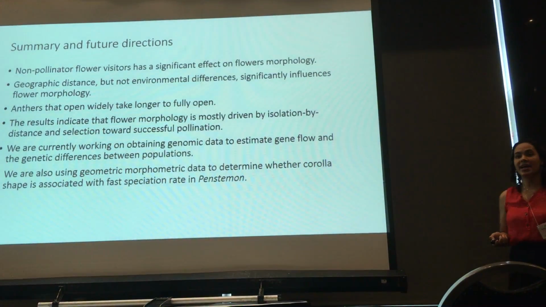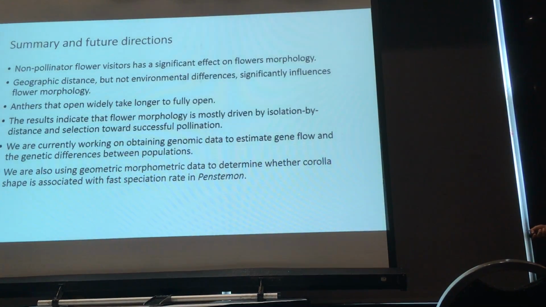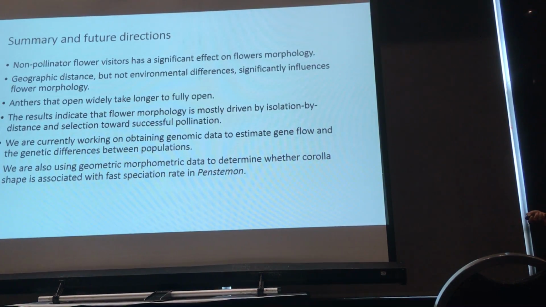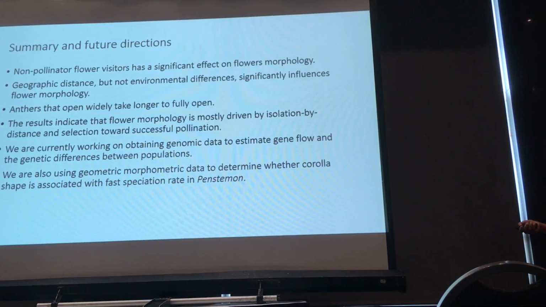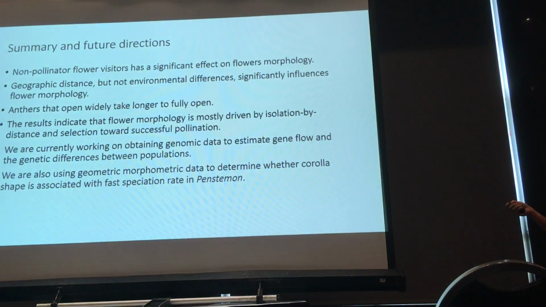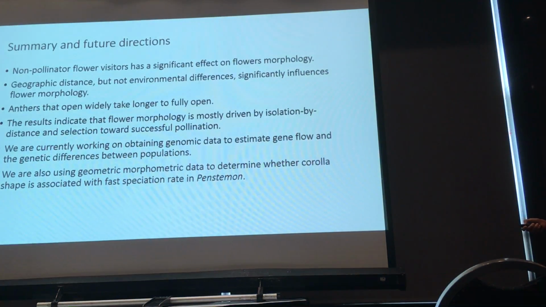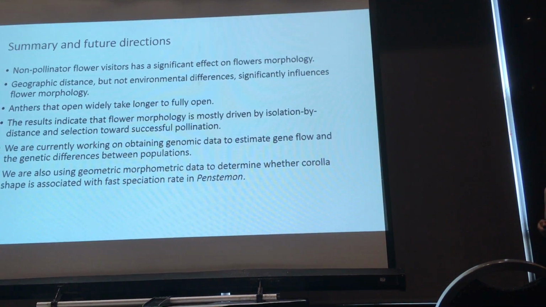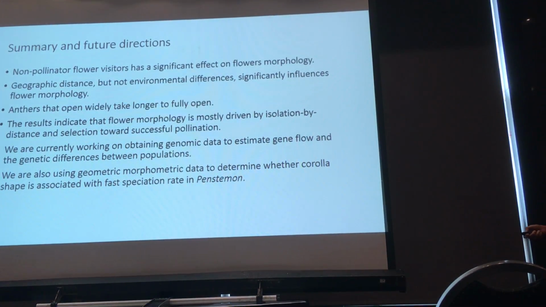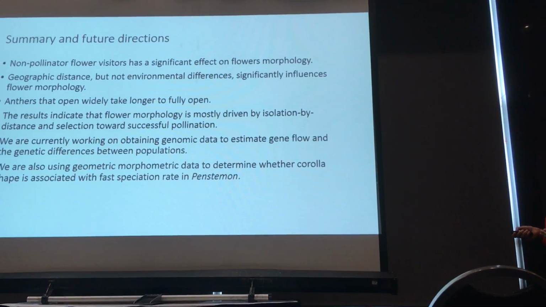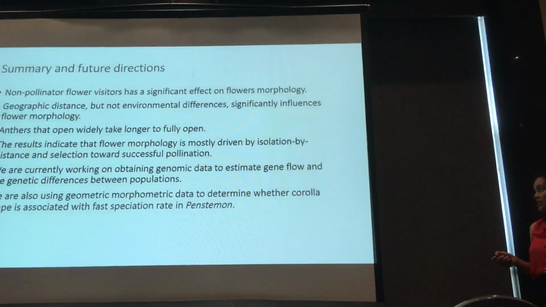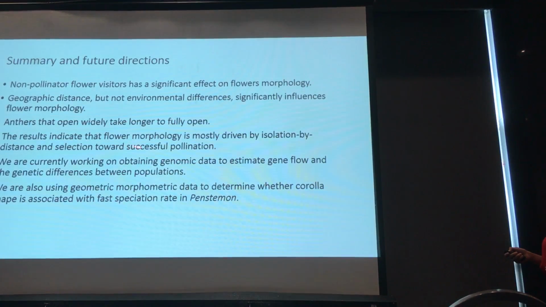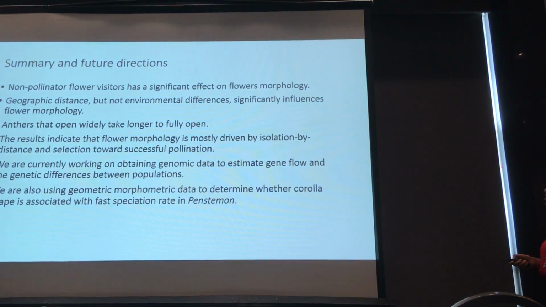So in summary, we found that pollinator, but also non-pollinator visitors have a significant and strong effect on flower morphology. We found that geographic distance, but not environmental differences, has a significant effect on flower morphology. We're still exploring that part a little bit. We also found that anthers that dehisce widely take much longer to dehisce, that means to fully release the pollen. We think that our results indicate that flower morphology is mostly driven by isolation by distance due to this strong geographic effect, and by selection towards successful pollination and preventing pollen depletion.